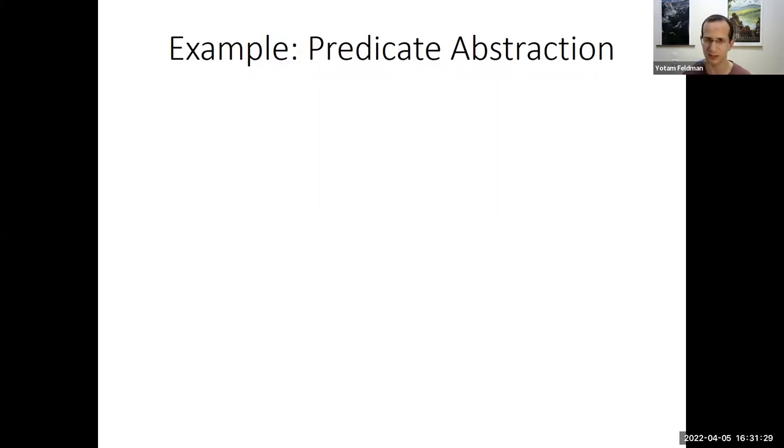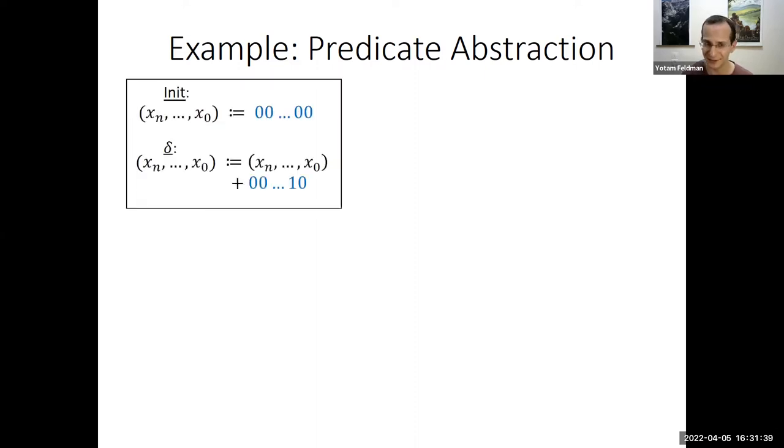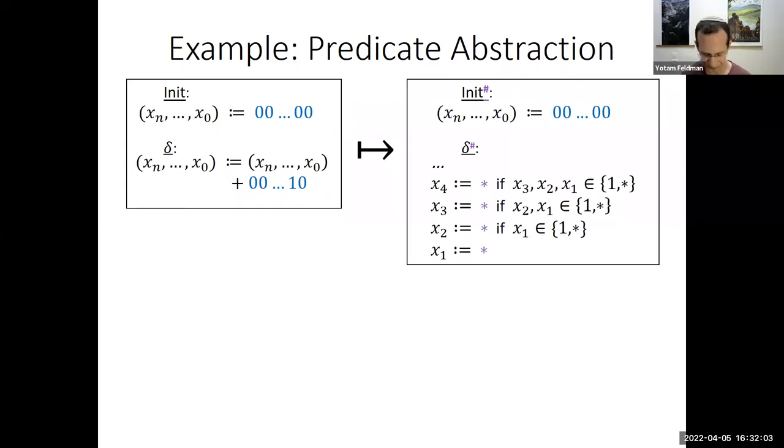So here's a very quick, abridged and personal view of how an introduction to abstract interpretation can go. If we look at the example we have, an example system that starts from zero and iteratively adds two, and we want to understand its behavior over an unbounded number of steps. So what we're going to do is transform this so-called concrete program to an abstract program, which here will look something like that.